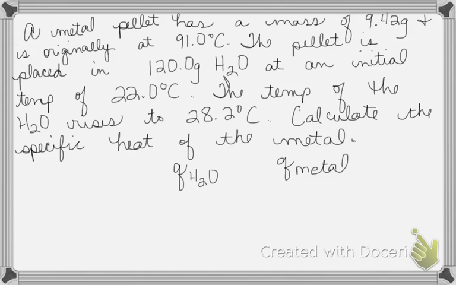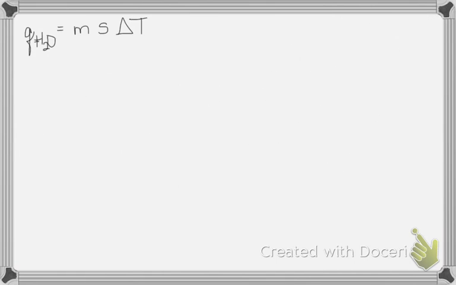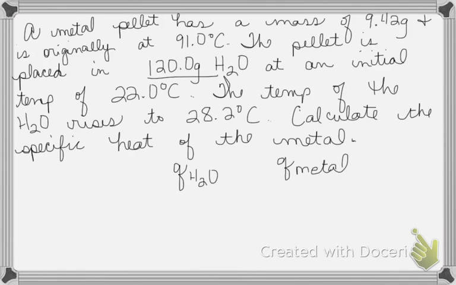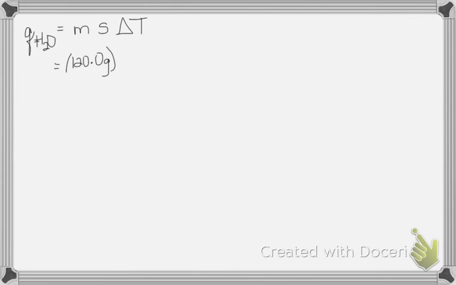What's the mass of the water? The problem tells me that the mass of the water is 120 grams, so there's m. What's the specific heat of the water? 4.184. Where'd y'all get 4.184? The table. Specific heat of the water is 4.184 joules per gram times degrees Celsius. How do you know that you're trying to do this to the water?